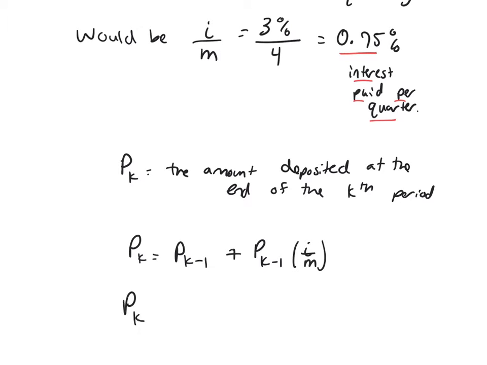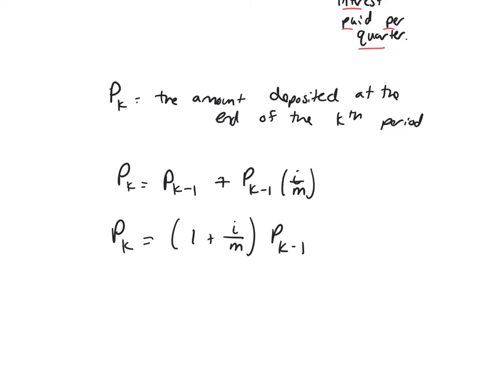So you can factor out that P_(k-1) out of there. I just factor it off on the end, and this is our formula if you're compounding more than once a year. That would be our recursively defined sequence.